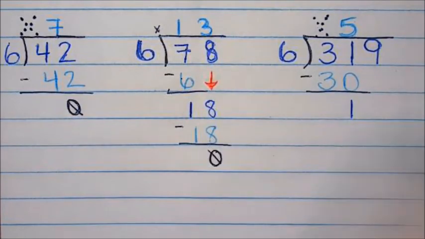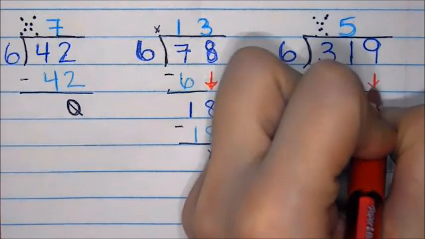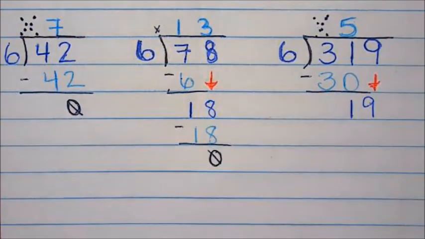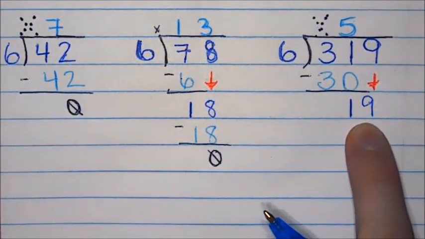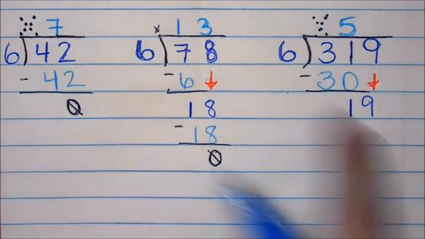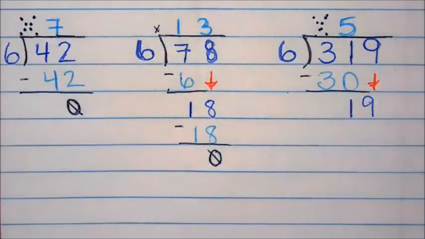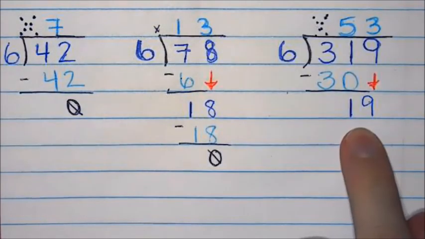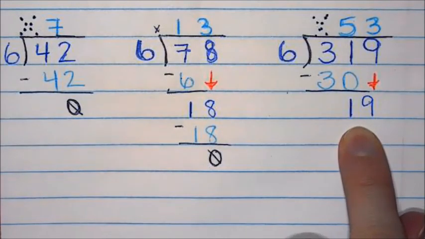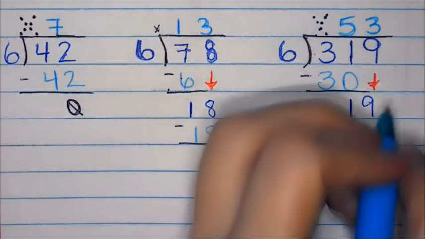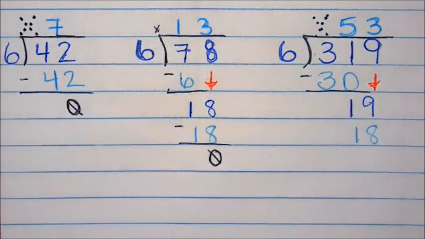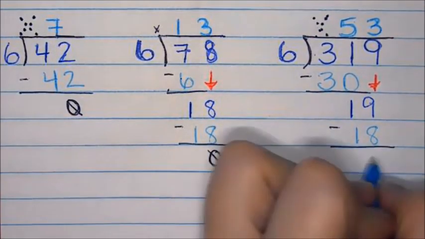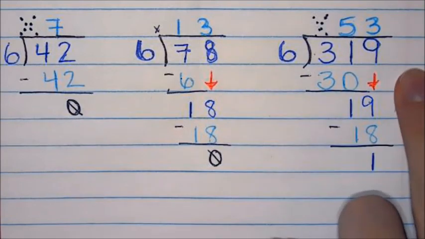Now we're going to bring down, brother, that 9, and then we're going to repeat the steps again. We're going to divide 19 by 6. That's 19 pencils, 6 kids. So each kid would get 3 pencils, because 6 times 3 is as close to 19 as you can get without going over. 6 times 3 is 18. That's mother. Subtracting, sister, 19 minus 18, that is 1. And there's nothing left to bring down.